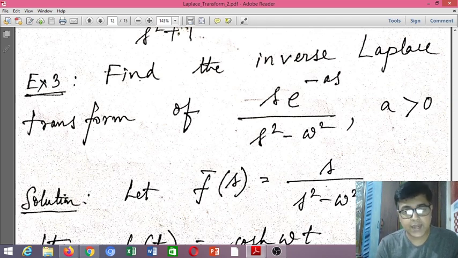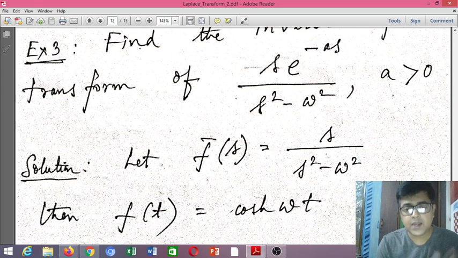That is, I told that L inverse of e to the power minus s into f bar s is equal to ft minus a into ut minus a. So isn't this particular problem of the same form? It is asked to find L inverse of e to the power minus s into s by s square minus omega square. Now you very well know what is L inverse of s by s square minus omega square. I think all of you know that. It is cos hyperbolic omega t. So immediately I write that.